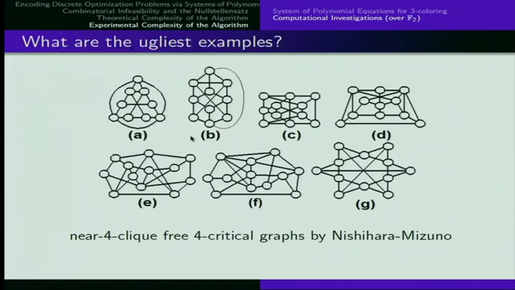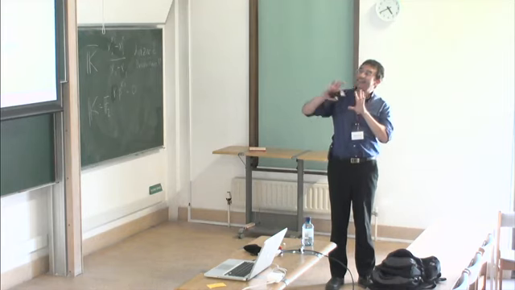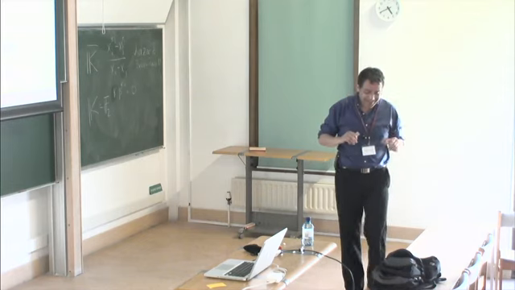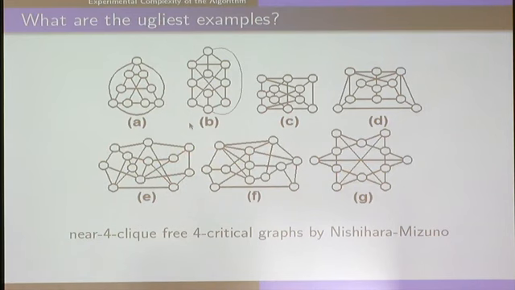We have a candidate. We found a paper by two Japanese graph theorists who were actually interested in finding nasty graphs for colorability. These graphs are near clique-free, I don't remember exactly. But the point is that these graphs are not recolorable for sure, and they are critical in the sense that if you add an edge, immediately a K4 appears, but they don't have a K4. I think that's the point.